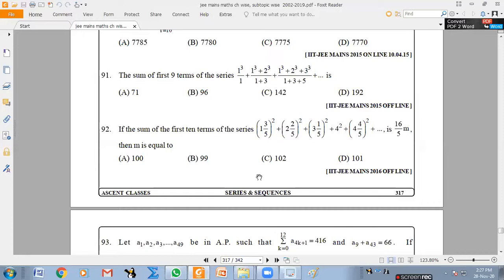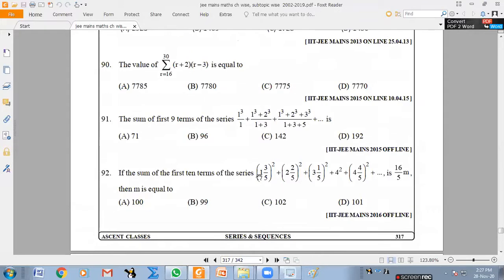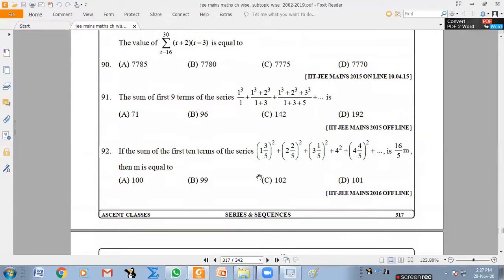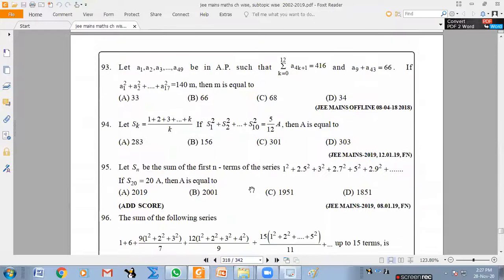Okay, 91 or 92? Anybody any doubt? No doubt. Okay. Up to 95? Sir, 95. No. Okay, down it is written add score, maybe the answer is not there, that's why. But let us see, I think we already discussed something correctly.